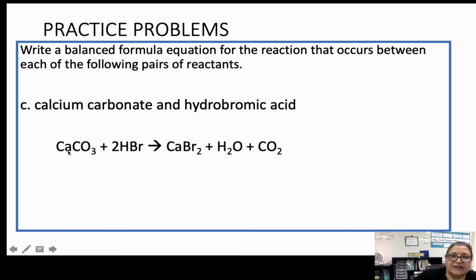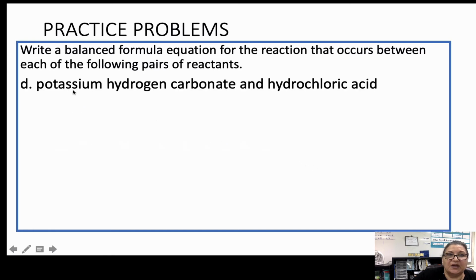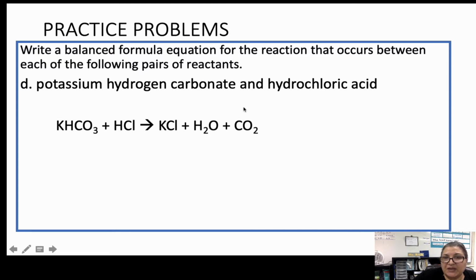Calcium carbonate, CaCO3, and hydrobromic acid, HBr, will give calcium bromide, water, and CO2. So once you see CO3 here, then water and CO2 is given off. Next, potassium hydrogen carbonate and hydrochloric acid, HCl. Now, potassium goes to Cl, and then water and CO2 is given off because of the CO3.